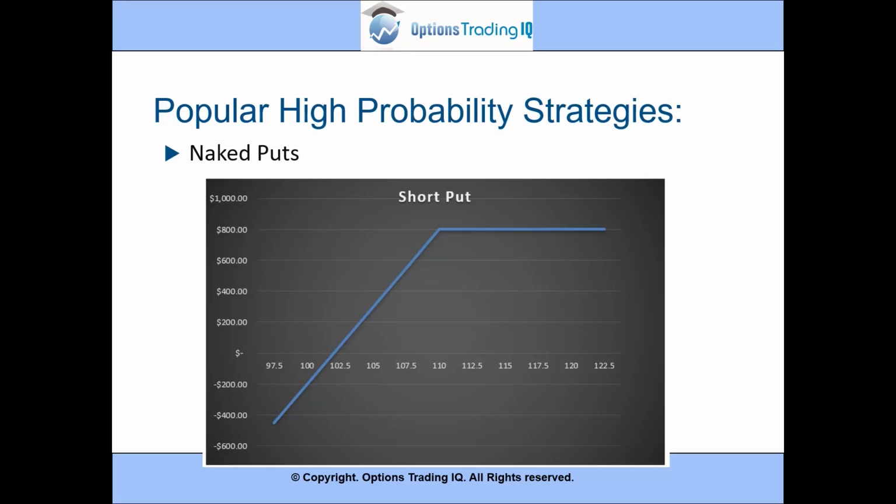And we definitely want to be doing this strategy on strong stocks, quality companies. If we do have to take assignment, we want to be able to hold that stock for a while, sell covered calls against it, and turn it into something called a wheel trade. Alternatively, we could look to roll our position. I've got another video on that if you want to learn how to roll short puts to avoid assignment. But naked puts, one of the most popular strategies for high probability traders.